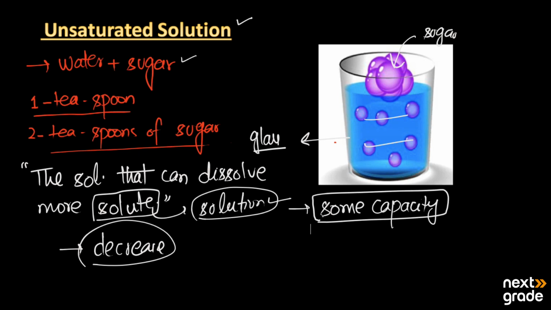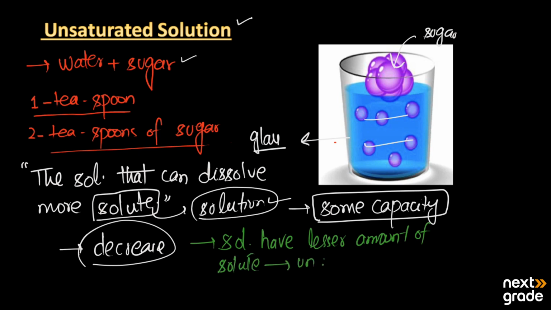It is known as the unsaturated solution, or in simple words, we can say that a solution which contains a lesser amount of solute, that solution we can also call the unsaturated solution. So this is called the unsaturated solution.